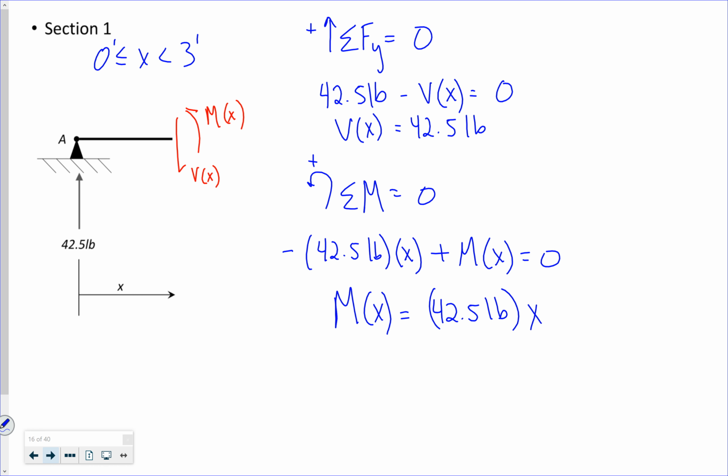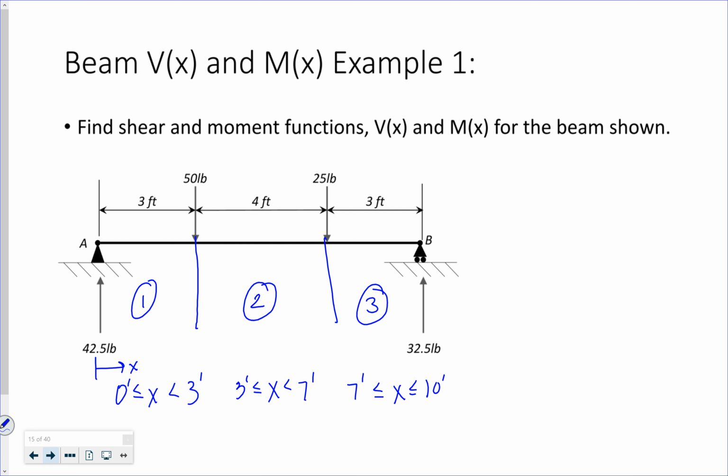Now, my moment varies with my length, right? If I wanted to find my internal moment here, 42.5 pounds times a half a foot is different than 42.5 pounds times 2.5 feet. So this moment function is going to vary linearly. That's for my first section, right?